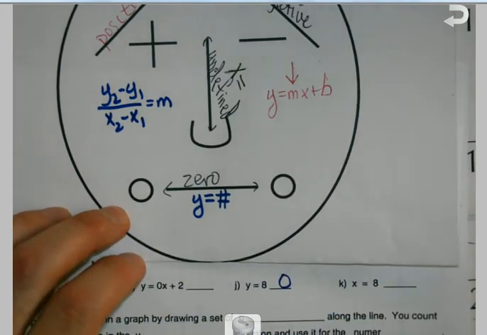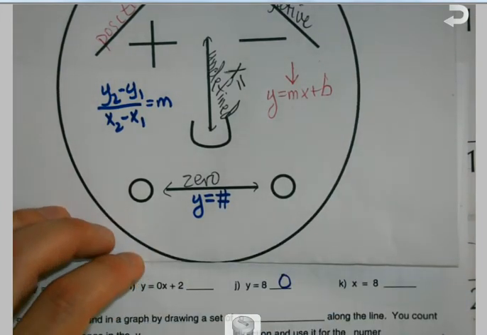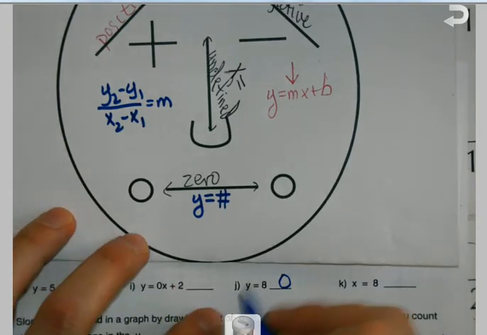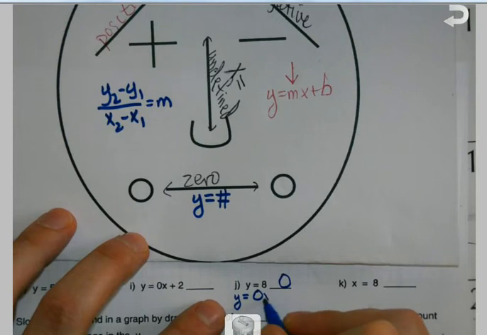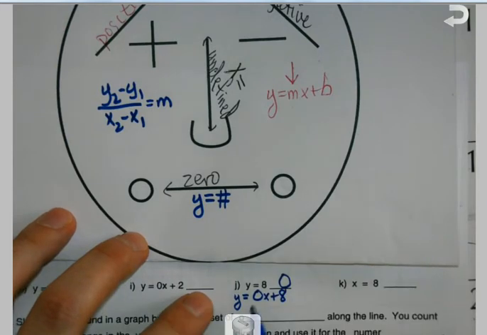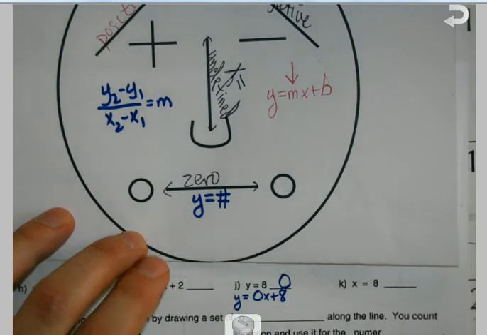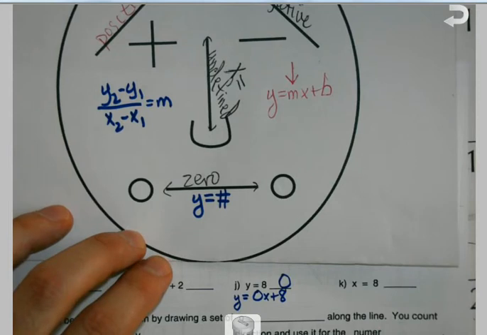my slope is 0. And that seems kind of strange because you're like, well, I don't see an x anywhere. Exactly. Because that would be the equivalent of me writing this as y equals 0x plus 8. And the number in front of x would be 0. So that's why this one's going to be 0.